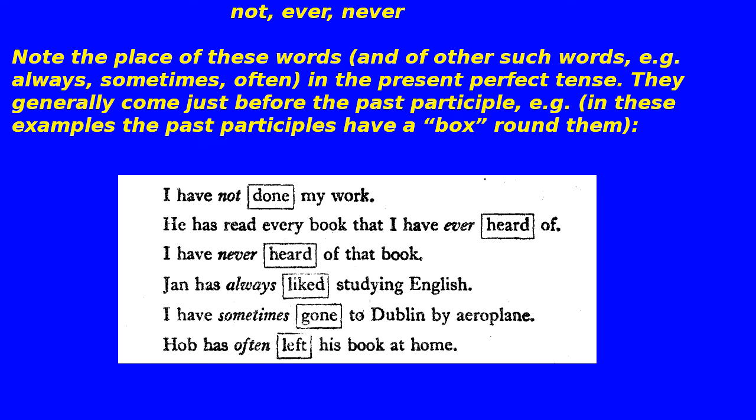Not, ever, never. Note the place of these words, and of other such words, e.g. always, sometimes, often, in the present perfect tense. They generally come just before the past participle, e.g. in these examples the past participles have a box round them.